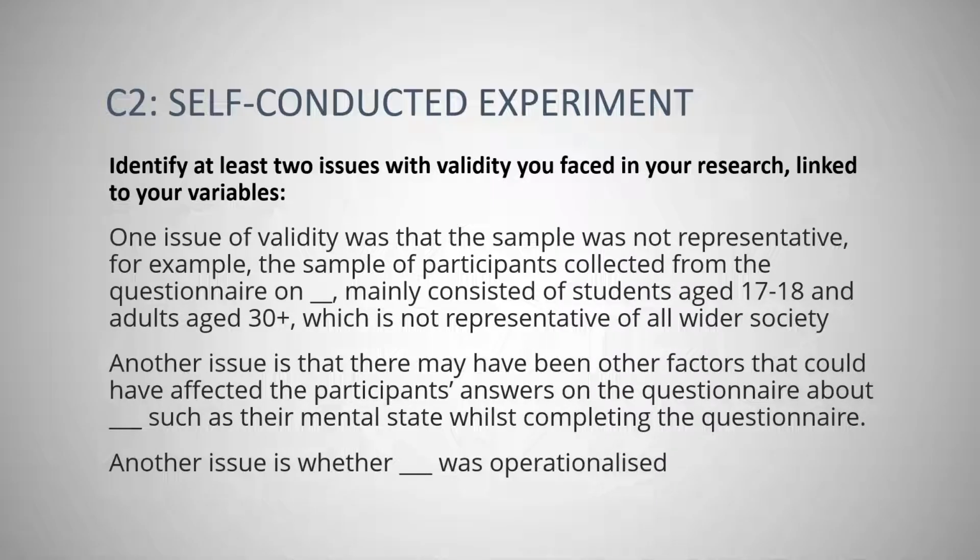Identify at least 2 issues with validity you faced in your research linked to your variables. One issue with validity was that the sample was not representative. For example, the sample was of participants collected from the questionnaire on something, mainly consisting of students aged 17 or 18 and adults aged 30 plus, which is not representative of all wider society. Obviously, not all people are students, not all people are 30 and above.